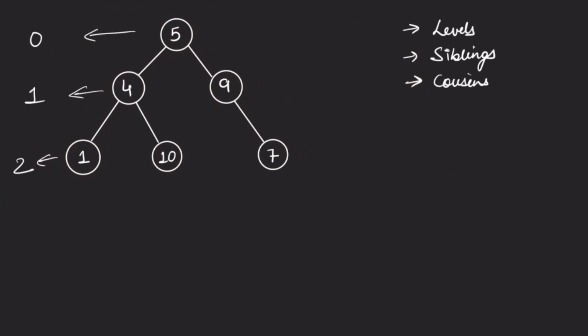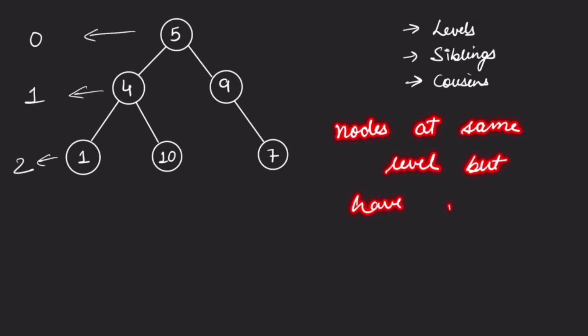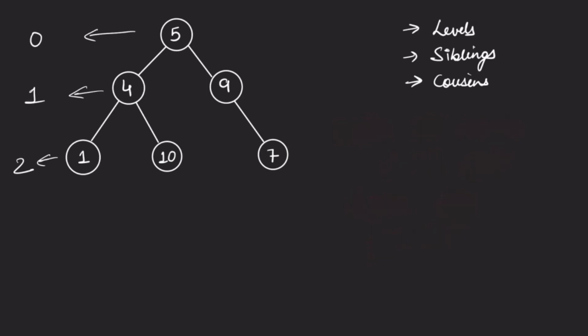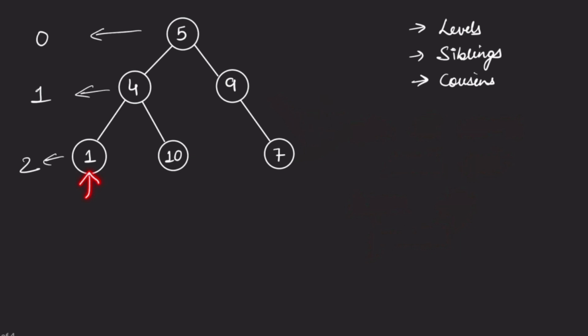Then next is cousins. What are cousins? Cousins are the nodes which are at the same level, but they have different parents. For example, node 1 and node 7 are both at the same level, which is level 2, but their parents are different. For this 1, the parent is 4, and for this 7, the parent is 9. So these two are cousins. Similarly, this 10 and 7 are both at the same level too, and their parents are also different. So these two are also cousins of each other.